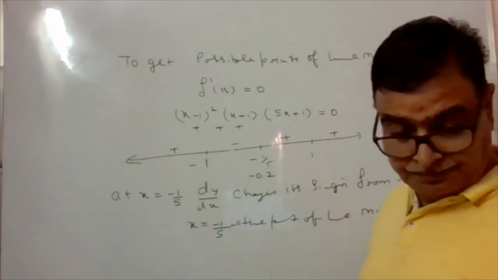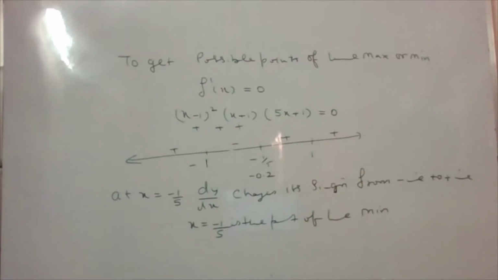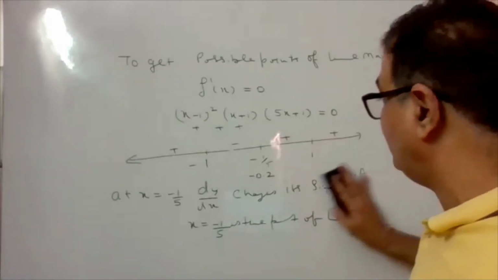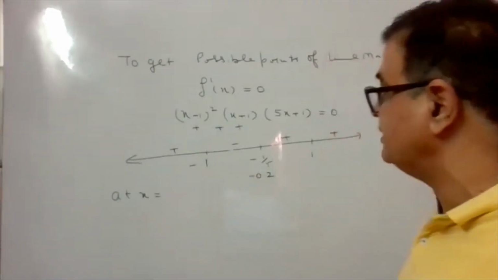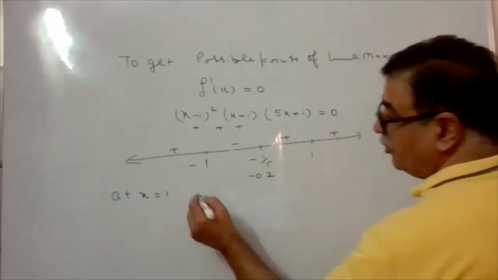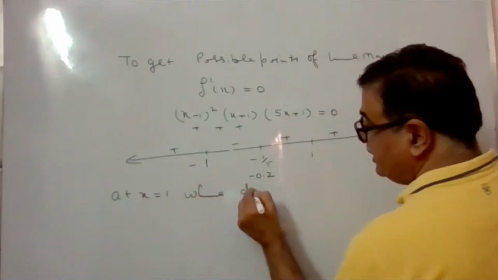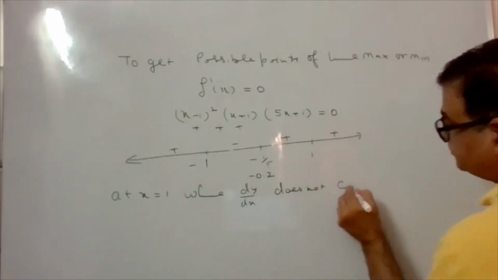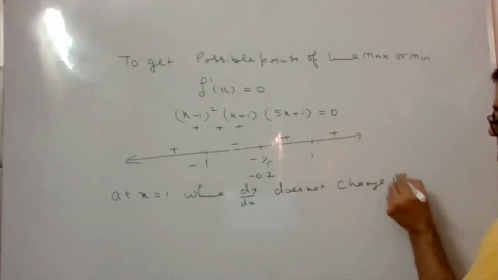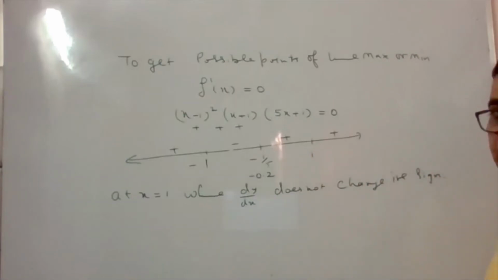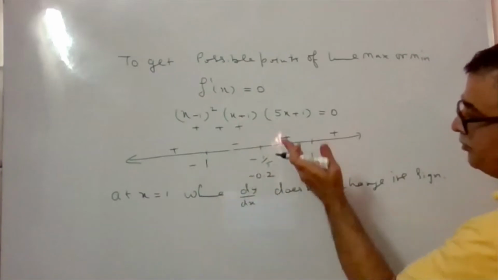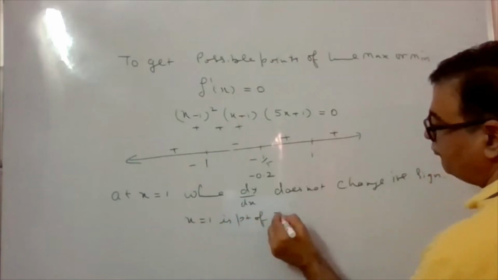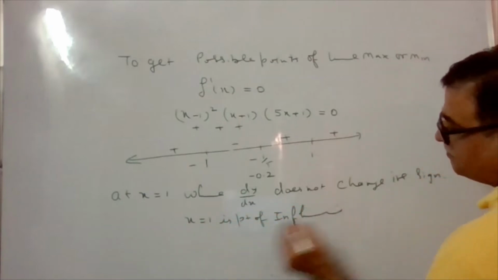What about 1? Yes, anyone? So it is the inflection. Yes, it is a point of inflection. So x is equal to 1 is the point where dy by dx does not change its sign. It does not change its sign, so we will say it will remain plus to plus. So x is equal to 1 is the point of inflection. That you should give it.